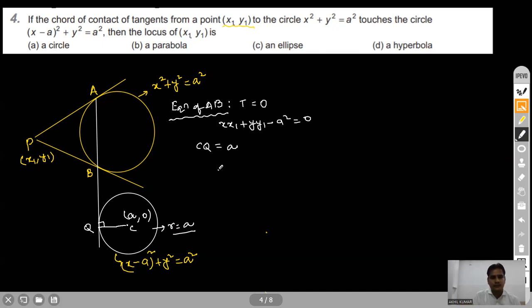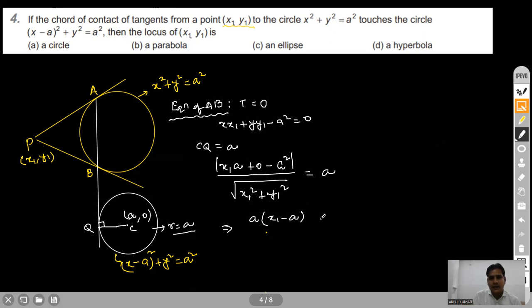Now, how to get this CQ? It will be a into x1 a, right, plus 0 minus a square, upon under root of x1 square plus y1 square. And this must be equal to a, right? Taking this in mod. On further simplification, if I take a common, it will become x1 minus a is equal to under root of x1 square plus y1 square. So we can cancel this a and we can take the square on both sides.